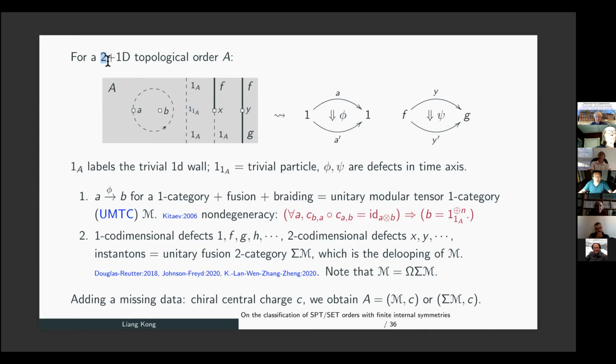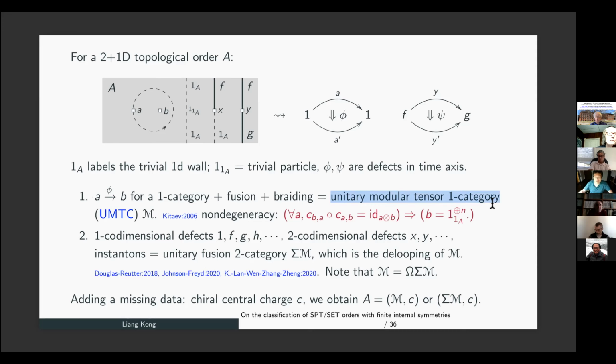Now in the 2+1D case, if you just count the particles, they can be fused. Fusion is just moving two particles close together. They can be braided. For example, you can move a particle around another particle. So it's called braiding. If you put all this data structure together, you get a unitary modular tensor category. That's very mathematical terminology, and I'm not going to explain it. It just captures the mathematical structure of a system of anyons in a plane.